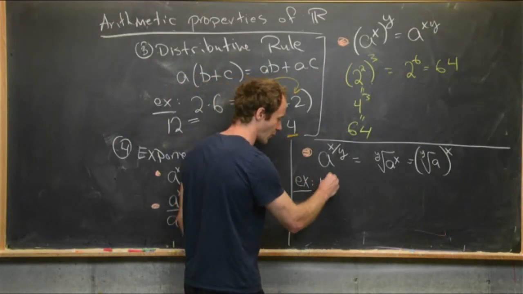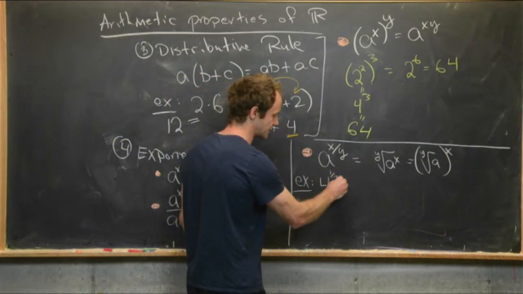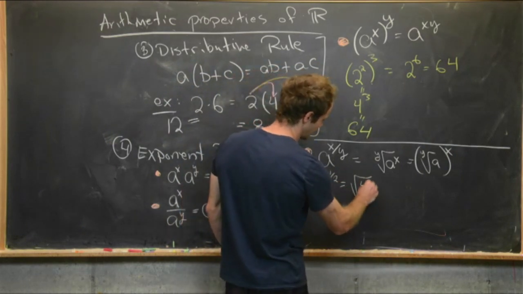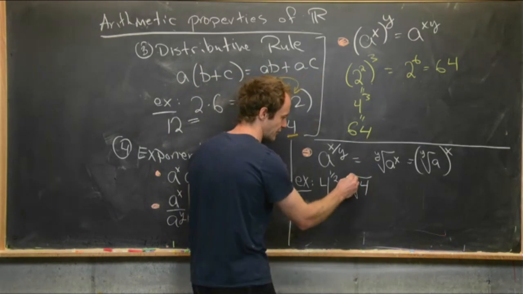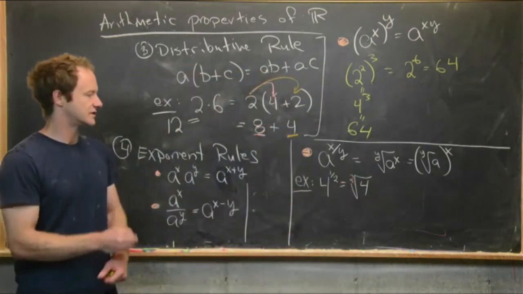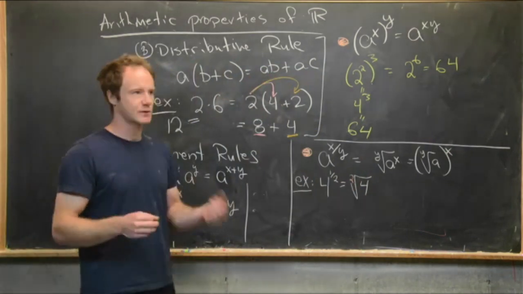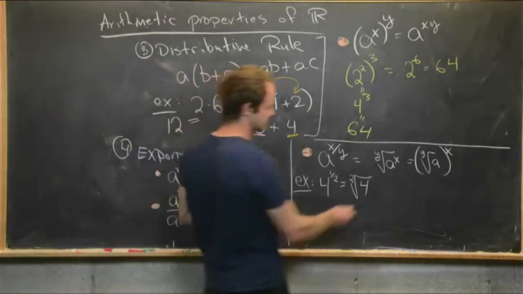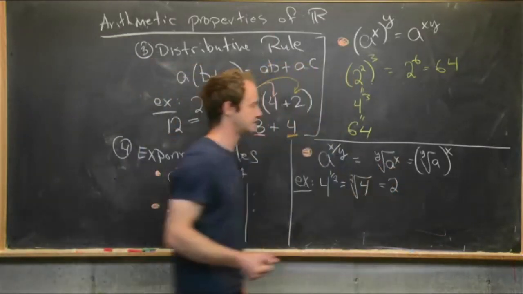If we do 4 to the power of 1 over 2, that's going to be the same thing as the square root of 4. Notice usually with a square root, you don't put the 2 there, but maybe we'll put it there for good measure. The square root of 4 is the special number that when you multiply it by itself, you get 4. So this is going to be equal to 2.